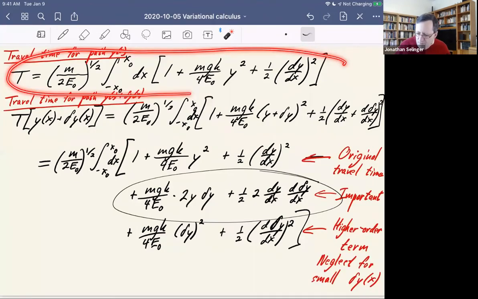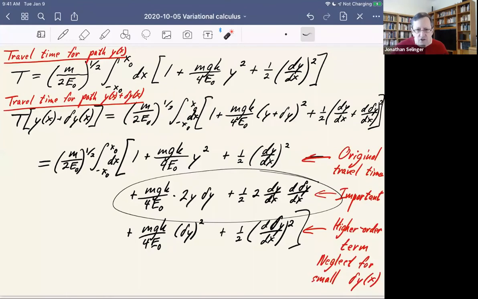That is, if you have the function y of x for the path chosen by the racer, then this integral gives an approximation for the travel time. And I didn't derive it all in class, but that's derived in the text. And then we said, well, what if we don't have just the path y of x? What if we have a slight change in the path? So instead of y of x, we go to y of x plus delta y of x.